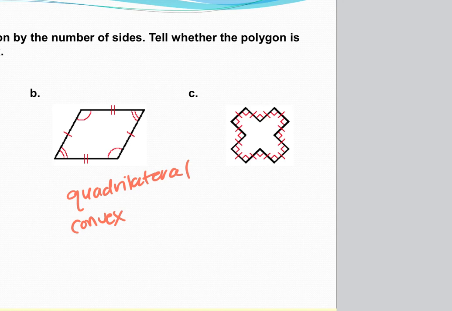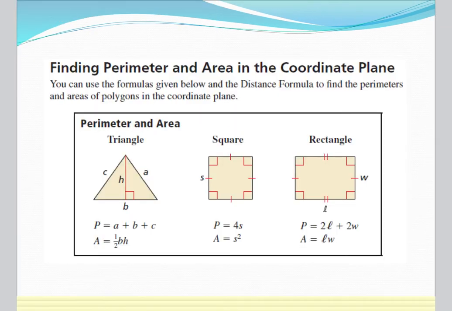All right, C. 1, 2, 3, 4, 5, 6, 7, 8, 9, 10, 11, 12. Dodecagon. And concave. Good. All right, now perimeter and area. Okay, we hopefully know these formulas. These are the perimeter and the area of a triangle, a square, and a rectangle.